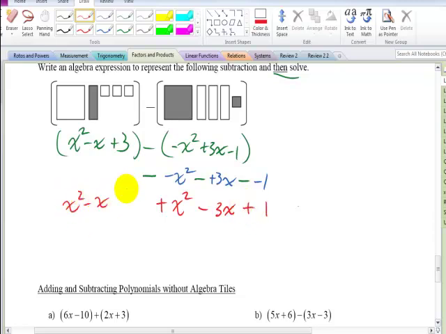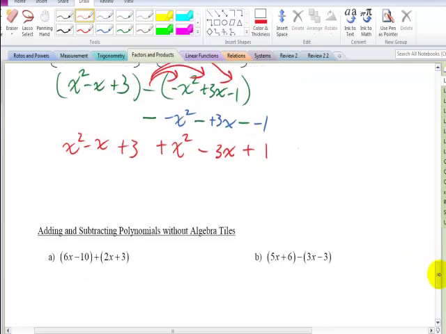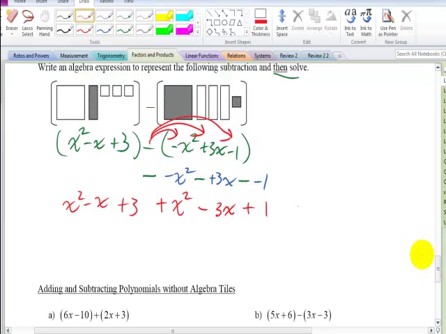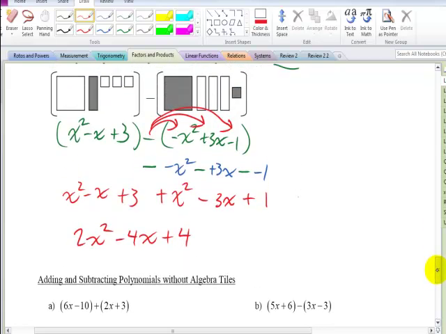So when you remove brackets, you've got to be careful to fix your signs. Keep in mind you're subtracting each piece. Okay, collect like terms now. What have you got when you're done? Two x squared minus 4x plus 4. Any questions? Okay, let's move on then.